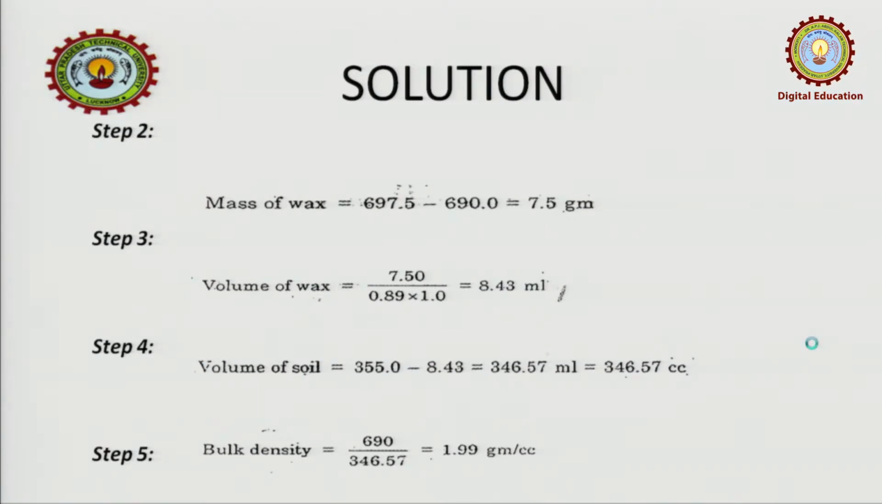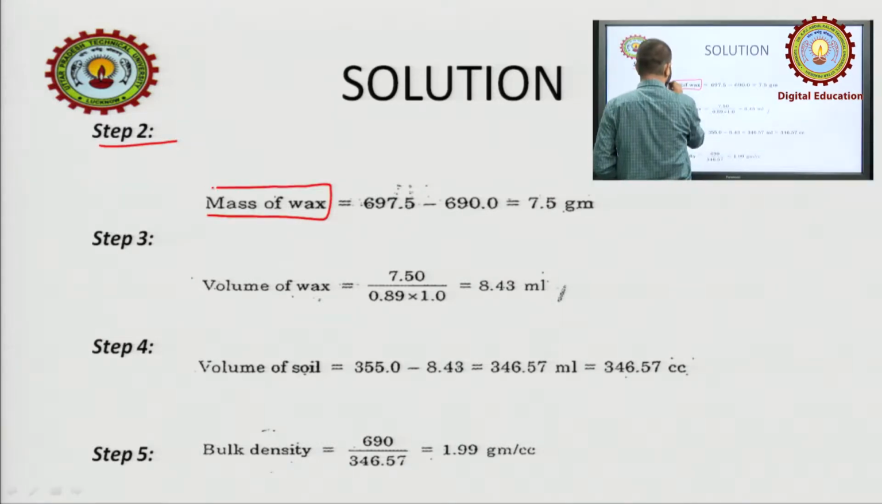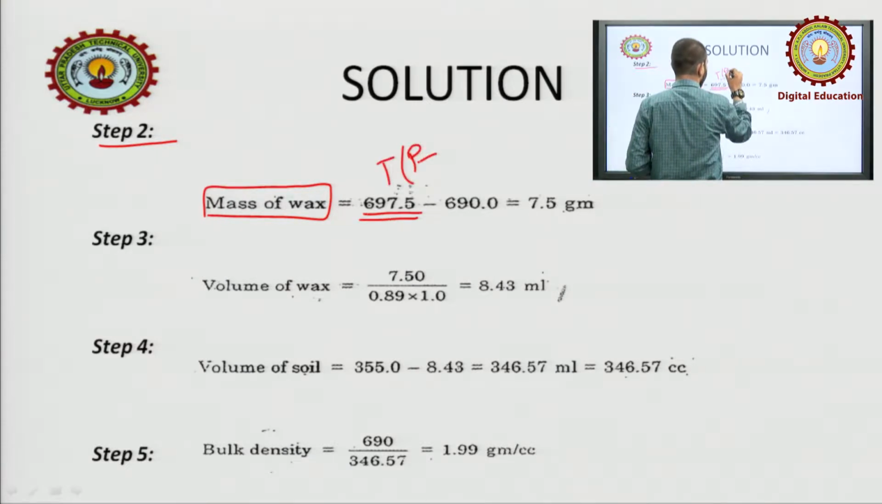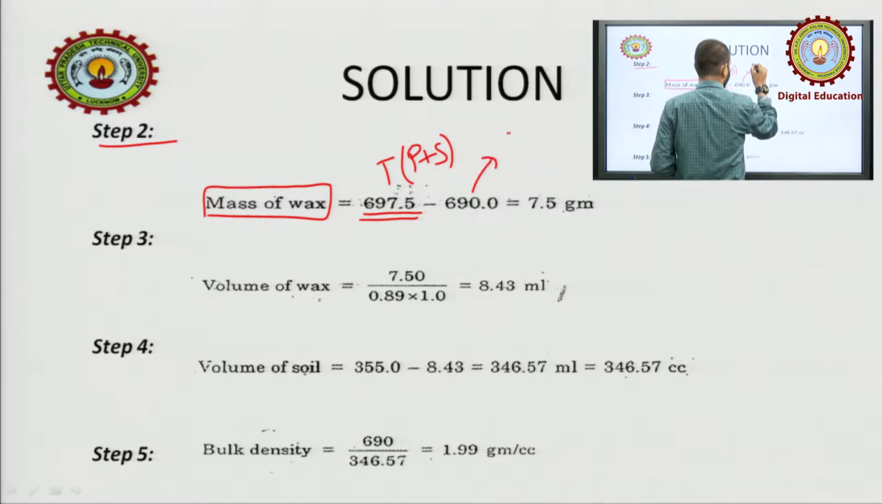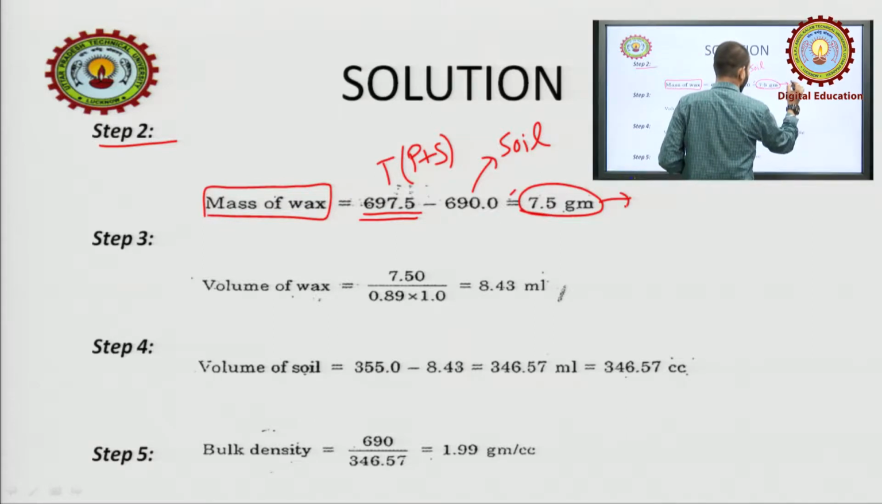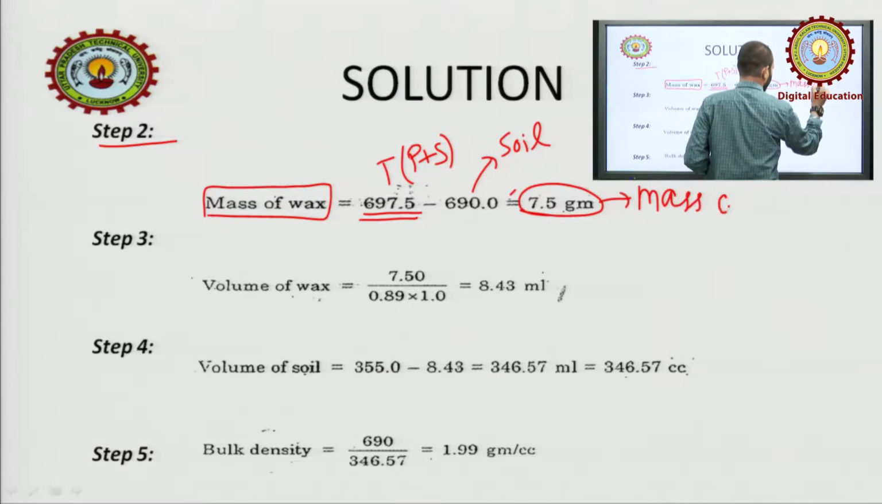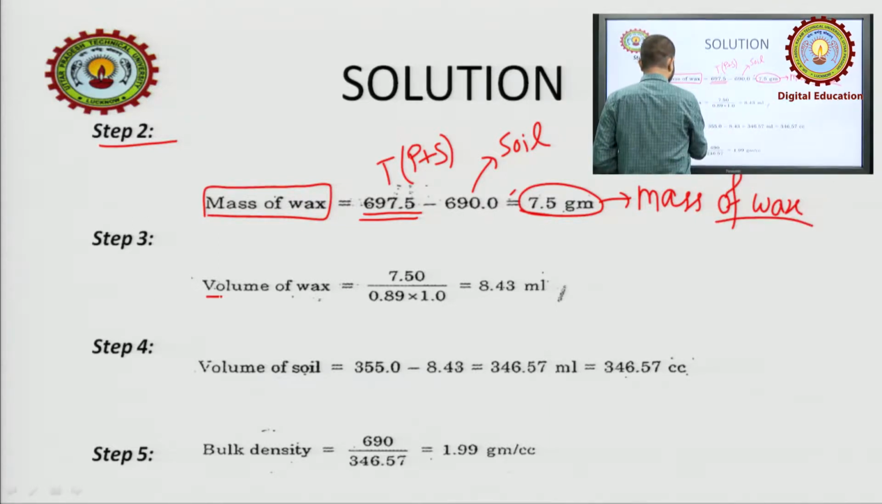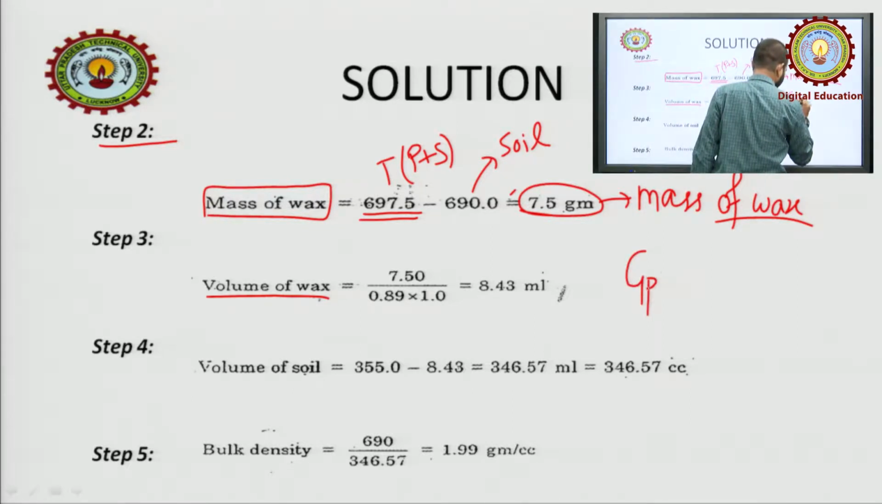First of all, the first step was to get what things are given to us, which we have already seen. Now the second step will be finding the mass of the wax. How? Obviously this was the total, meaning paraffin plus soil, and this is only of soil. So when we subtract them, we will get the mass of wax. Then the volume of wax. How will we get the volume? We are given the specific gravity, that is 0.89.